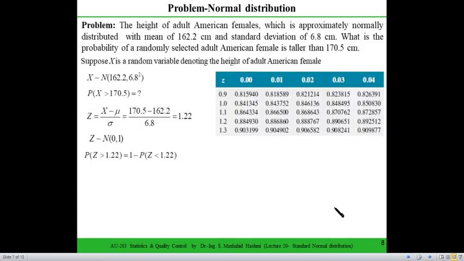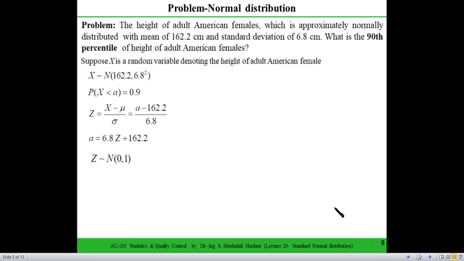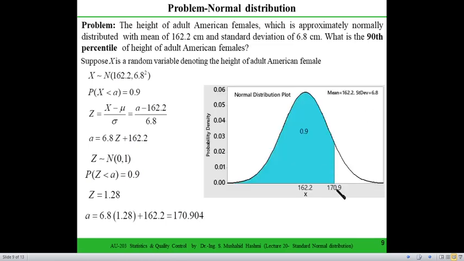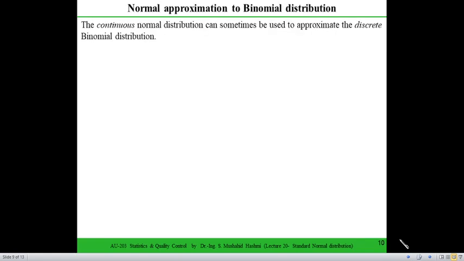So this is how we have calculated this z value, and once I know the value of z, I can easily find out the value of a. So the value of a comes out to be 170.904 centimeter. So the area under the curve would be 90%, so the corresponding value of x would be 170.904. And the same problem can be done in Minitab as well. We have done it using the cumulative distribution table.